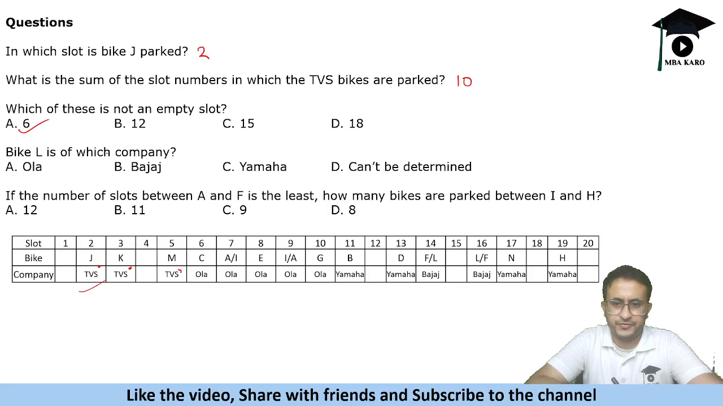Bike L is of which company? So bike L in either case is of Bajaj only. Okay, so we cannot find the position of Bajaj, but we can tell that L is Bajaj.